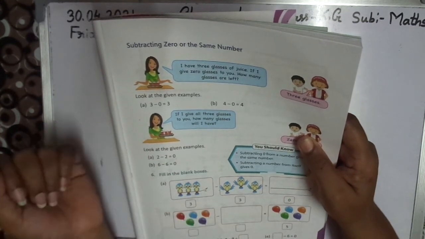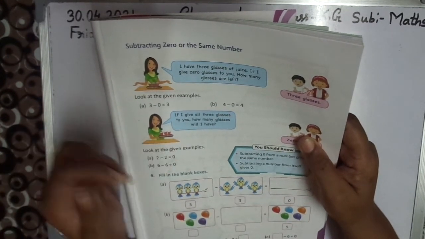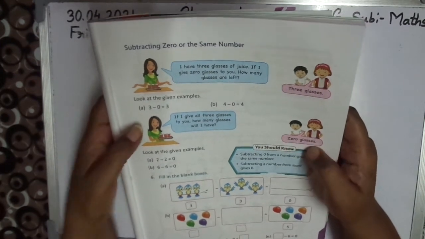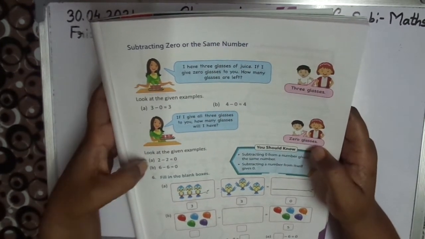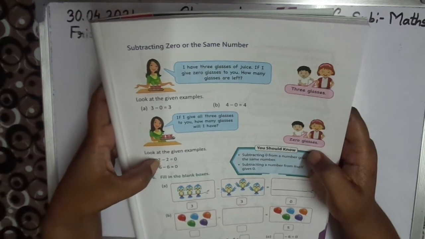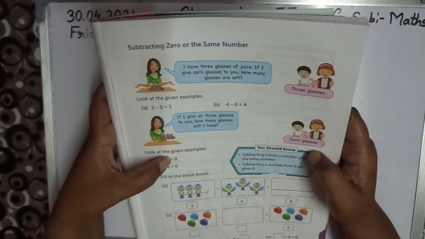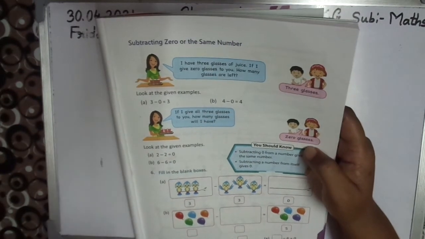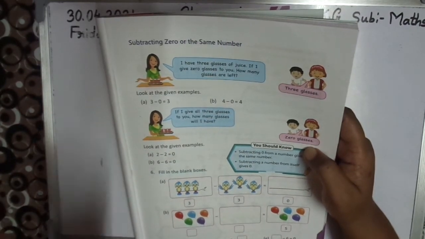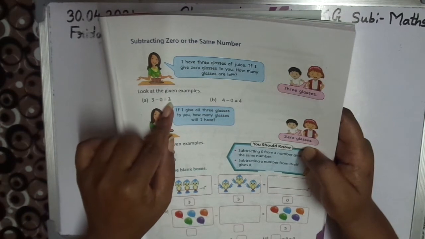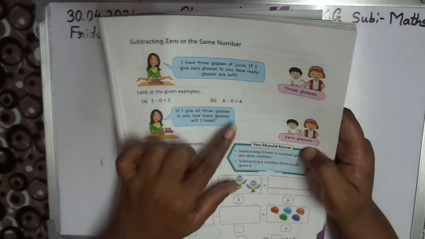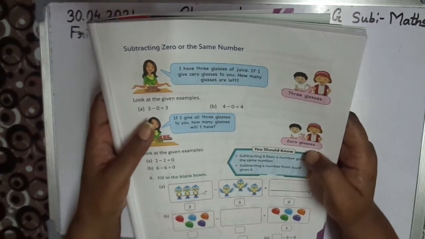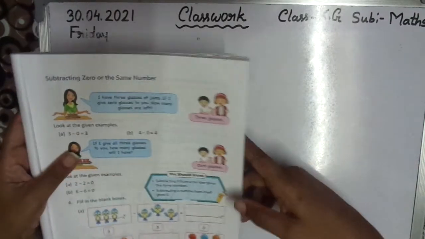Okay. So if I give all 3 glasses to you, see the picture here, how many glasses will I have? So look at the given example. See, 0 glasses. See, same number: 2 minus 2 is equal to 0. 6 minus 6 is equal to 0. But 3 minus 0 is equal to 3. 4 minus 0 is equal to 4.